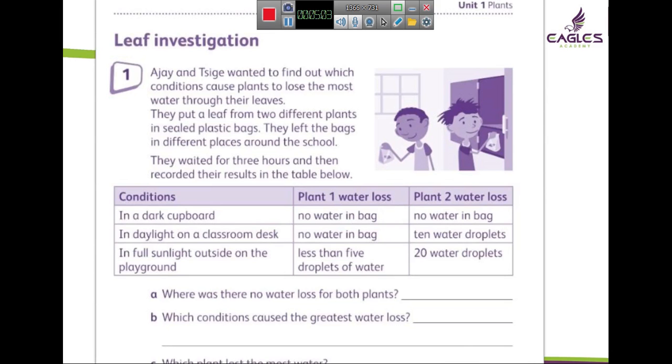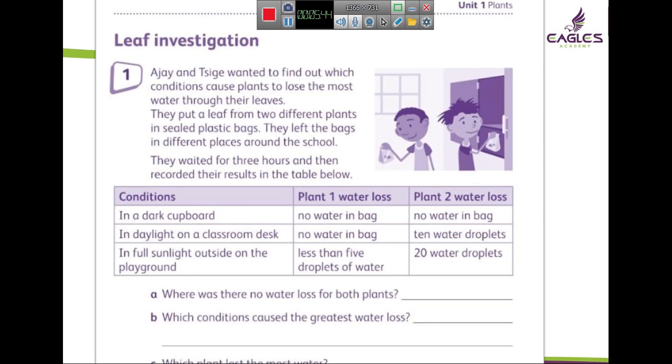Let's check the conditions. Another question, where did the boys leave the plastic bags? First one, in a dark cupboard. Can you see this picture? This boy here left the plastic bag in a dark cupboard, okay? And here, in daylight on a classroom desk. And the third and last condition, in full sunlight outside on the playground. Okay? Now let's study the results for each condition.